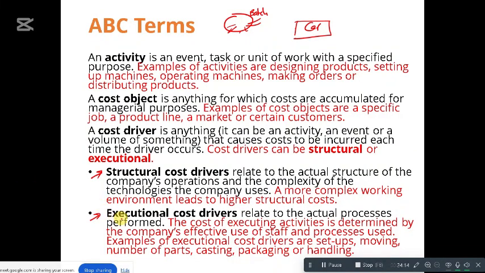Okay, but most of the calculations we are going to do are related to executional cost drivers: machine setup, machine purchase, material purchasing, delivering goods, quality inspection. All these are executional cost drivers.